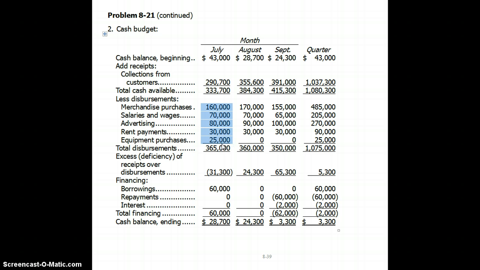There's a schedule for July, August, and September. We use only a couple of tricks. One is merchandise purchases. We make the purchase of merchandise in one month and then pay for it the next month. So in the month of July, we are actually going to pay for merchandise we purchased in June. In the book, they tell us that merchandise purchases in June that were paid in July total $160,000.